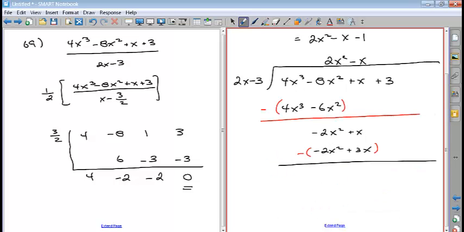So now we add those together. Actually, yeah, negative 2 plus 2 is 0. Here you have 1x minus 3x, which gives you negative 2x. And then we bring the 3 down. What do I need to multiply 2x by to get negative 2x? Negative 1. So you get negative 1 times 2x, which is negative 2x. Negative 3 times negative 1 is positive 3. Again, I'm subtracting that. I get 0. So you can see up there that they are the same result.